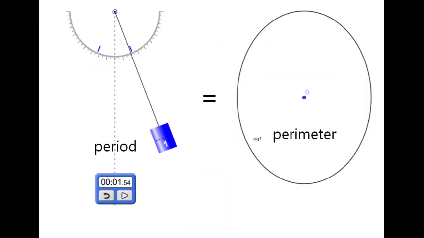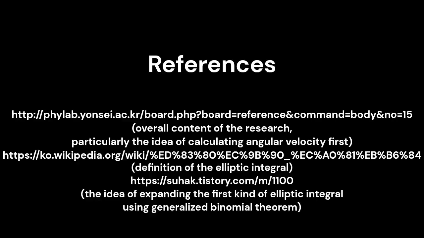Especially, the geometrical analysis also shows that we can measure the perimeter of an ellipse without calculus or even drawing the curve, we can just measure the period of a pendulum. And that was an introduction to my research about the pendulum motion.